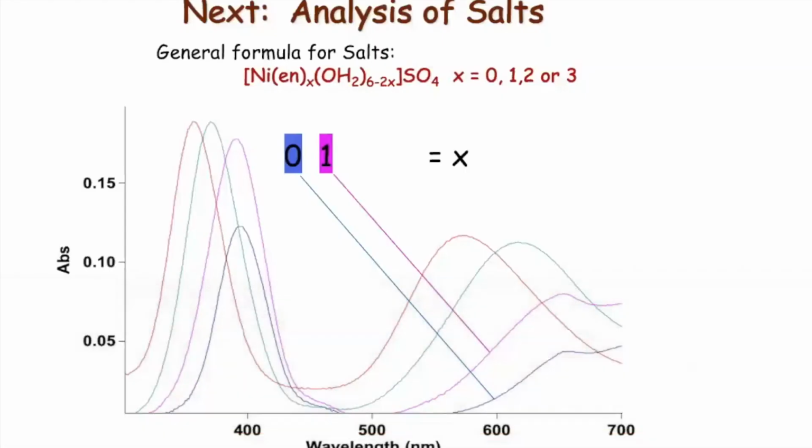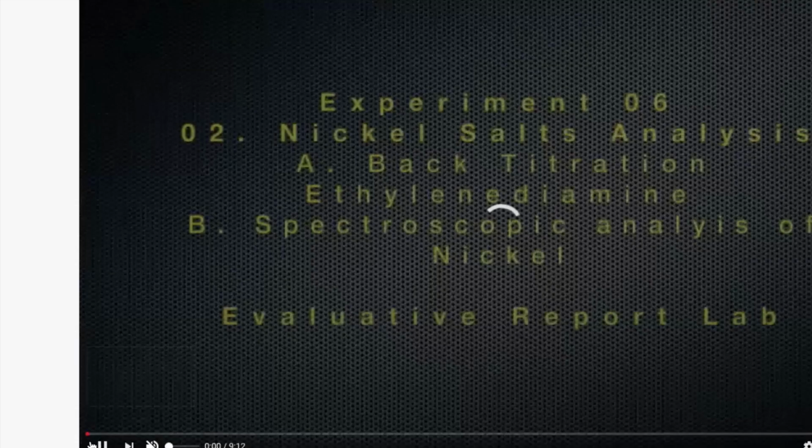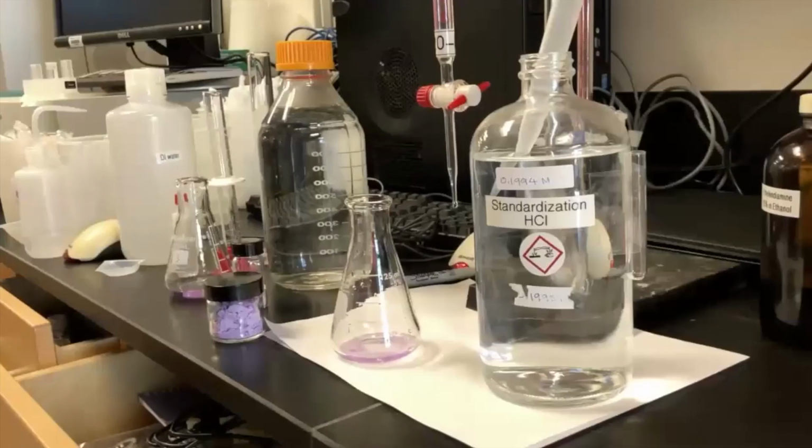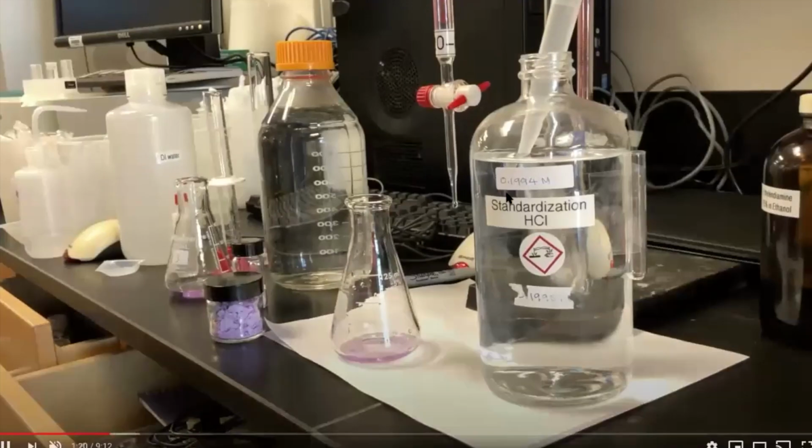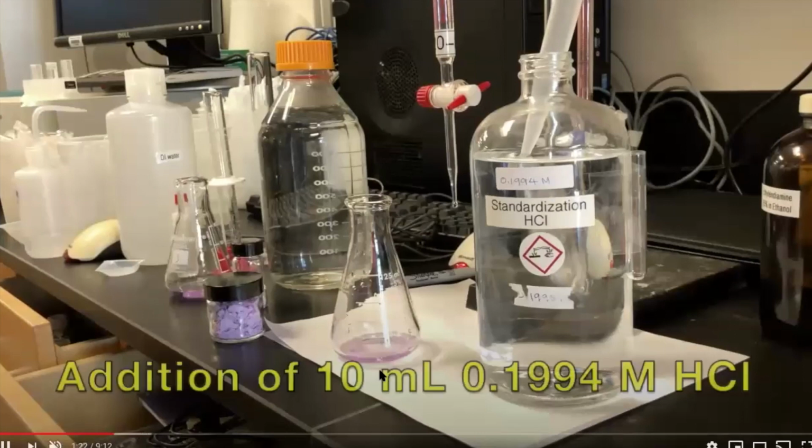Okay, let's go back. This right here is part 2. I'm going to scrub through this again. And in this case, I'm actually doing the experiment for you. Notice the concentration is 0.1994 for the hydrochloric acid. I'm adding 10 milliliters of that. I'm going to fast forward this, and then I'm titrating.